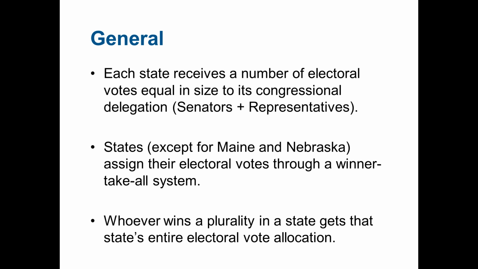Now, in contrast to the nomination cycle, where we said that most states are proportionally allocated in terms of delegates, all of the states, with the exception of 2, in the general election assign their electoral votes in a winner-take-all fashion. So, again, if you get a plurality, you get all of the state's electoral votes. The 2 exceptions are Maine and Nebraska. In these 2 states, if you win the overall vote in the state, you get the 2 votes associated with the senators off the bat, and then the rest of the votes associated with the House are assigned within each House district.